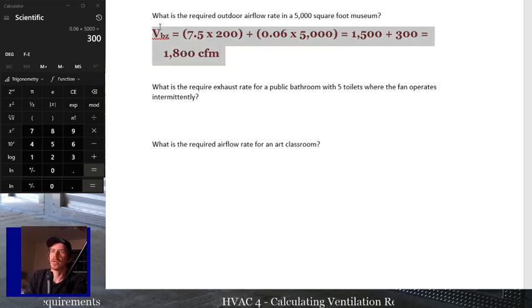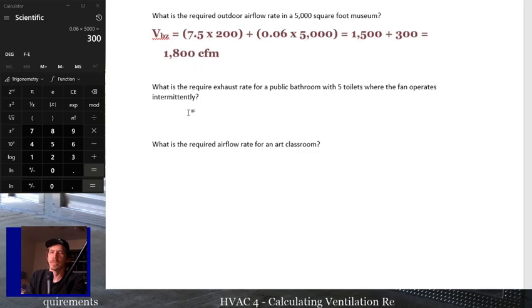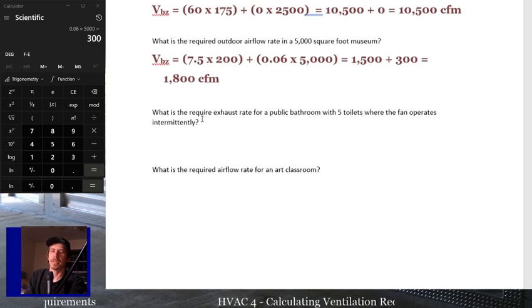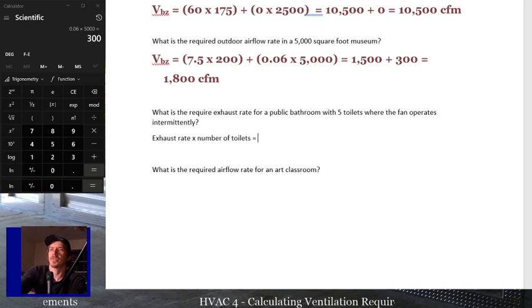We actually aren't even going to use this equation. The only equation we need is the exhaust rate times the number of toilets. So this is a little different, right? But you'll see questions like this on the exam, so I want to make sure you got it.